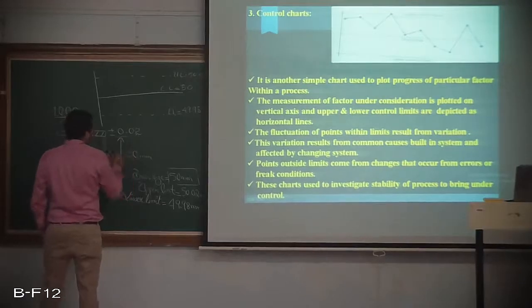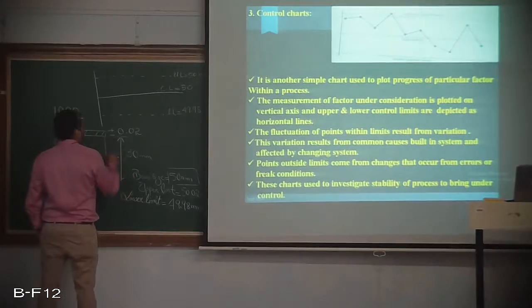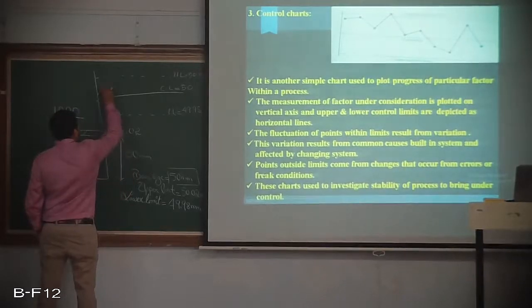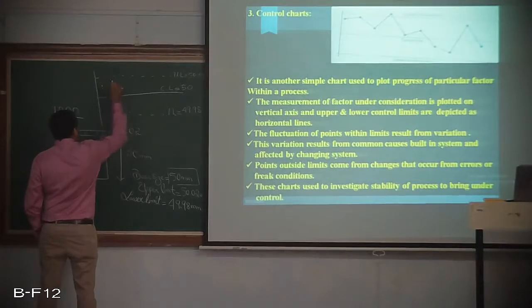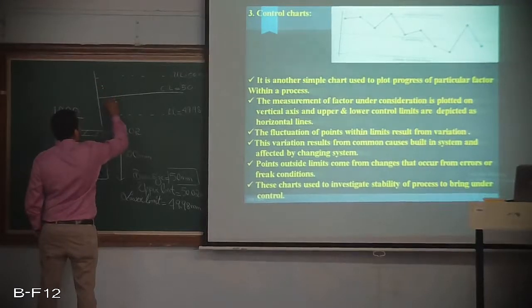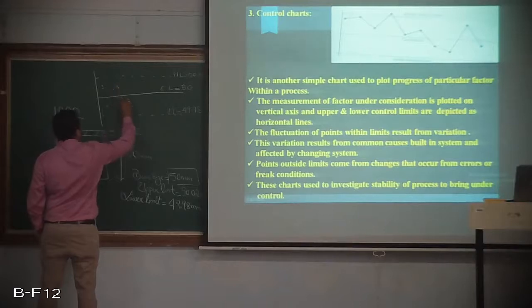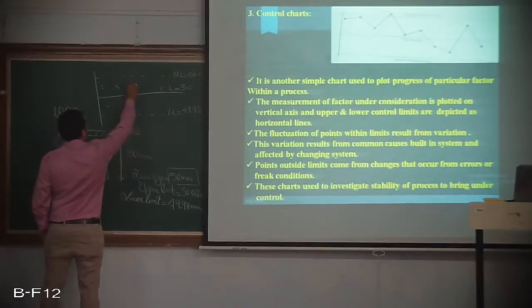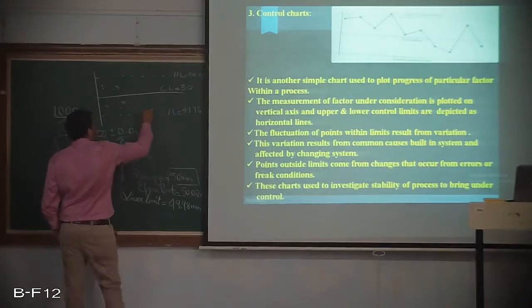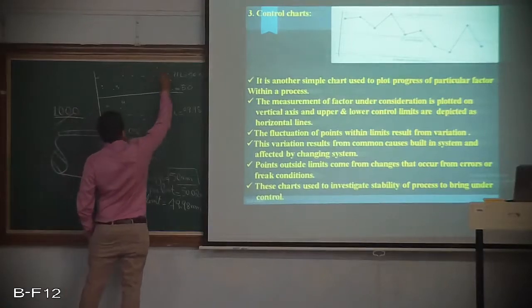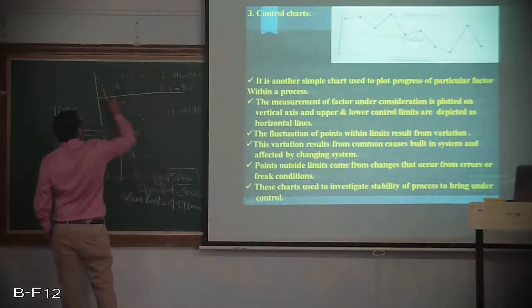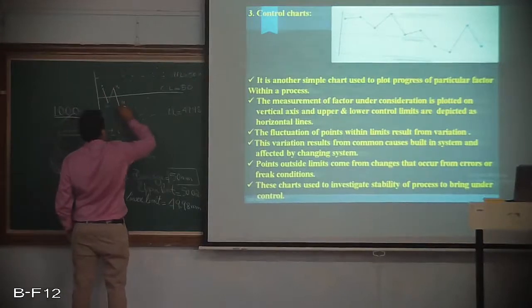Suppose the first part that has been manufactured lies between 50 and 50.03. I'll represent it as first. I'm just representing an example over here. I'm not naming the parts. Then I'm going to connect these lines.